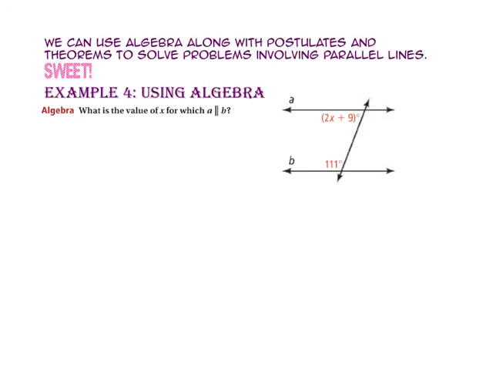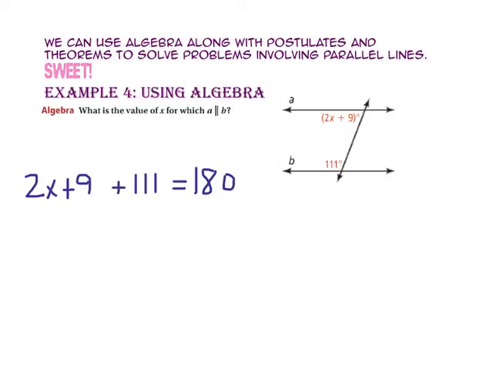We can also use algebra along with our postulates and theorems to solve problems involving parallel lines. Let's look at example 4. What is the value of x for which line A is parallel to line B? Let's start by saying if line A were parallel to line B, then my same side interior angles, 2x plus 9 and 111 degrees, would be supplementary. So let's start with that equation.